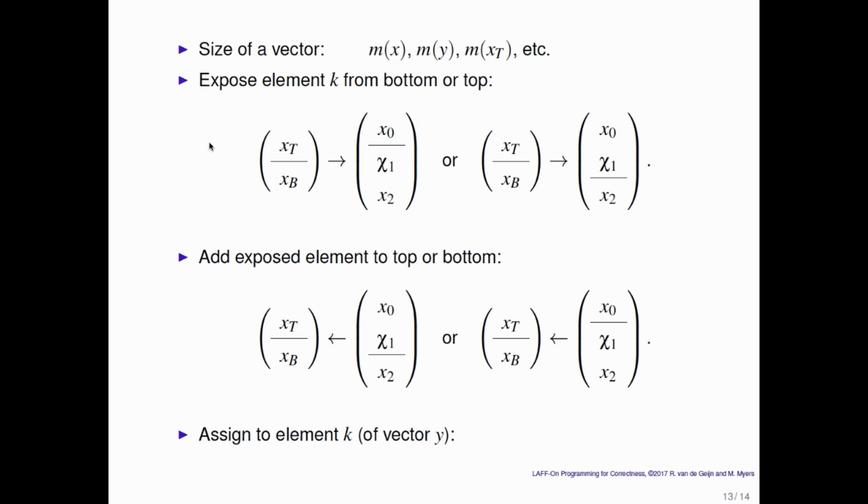And finally, we need to be able to assign to the element indexed by k, but notice that now we have created labels for those elements, and therefore we can say psi1 becomes, where psi1 is the lowercase Greek letter that we associate with vector y.